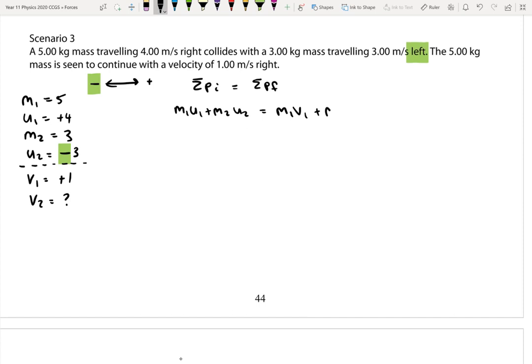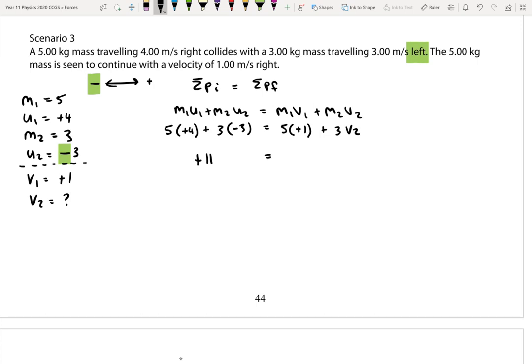M1 V1 plus M2 V2. Let's throw our values in. 5 by plus 4. 3 by negative 3. Yes, since you asked so nicely, we will. I'm going to evaluate the initial momenta. So that's plus 20 minus 9, we get plus 11.